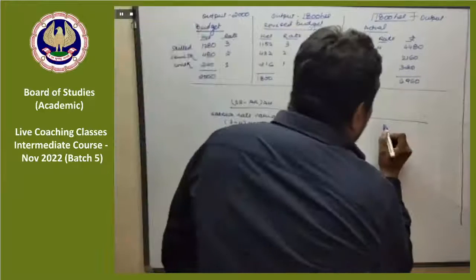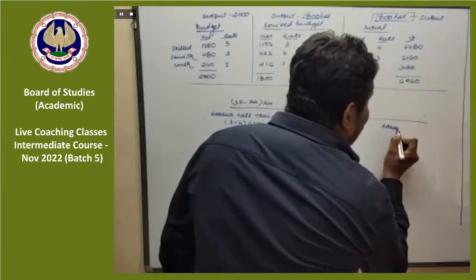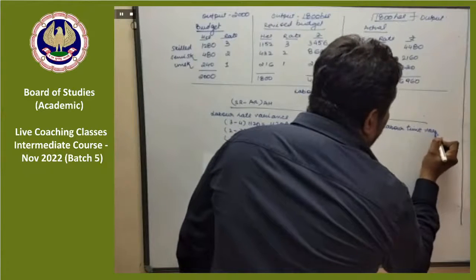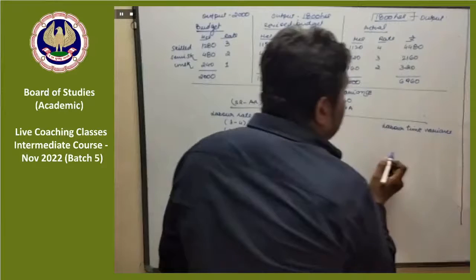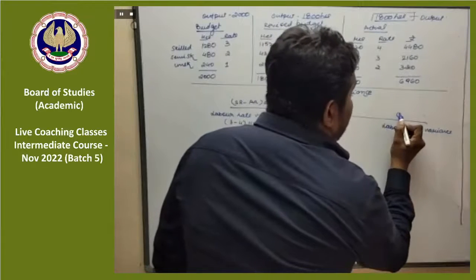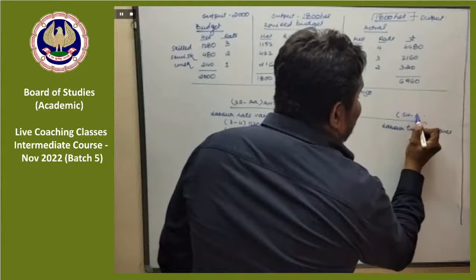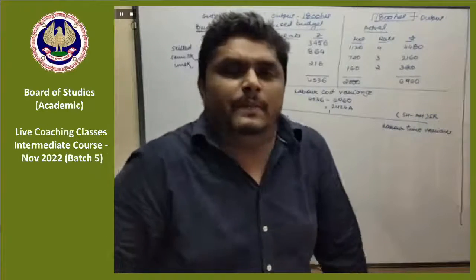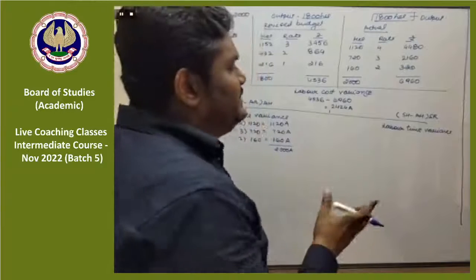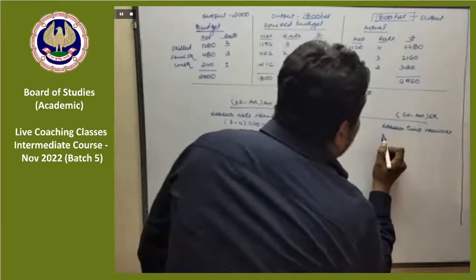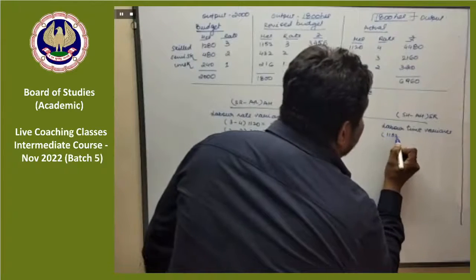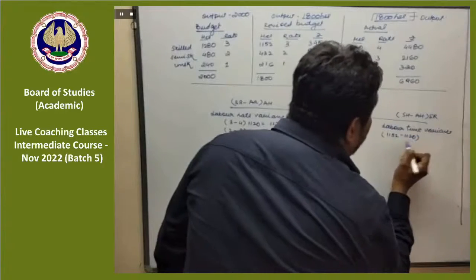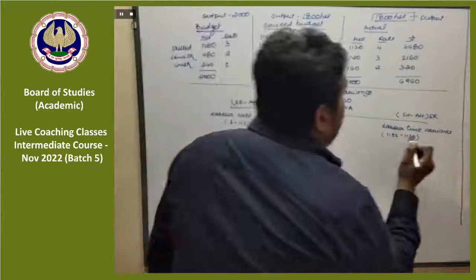Further, when talking about labor time or efficiency variance, this will be standard hours minus actual hours into standard rate. Now, what is the concept behind this formula? I have already discussed in detail. So, how much hours we were supposed to work for scaled 1152 minus how much hours we actually worked 1120 into 3.